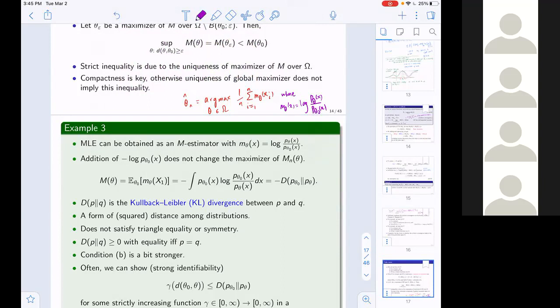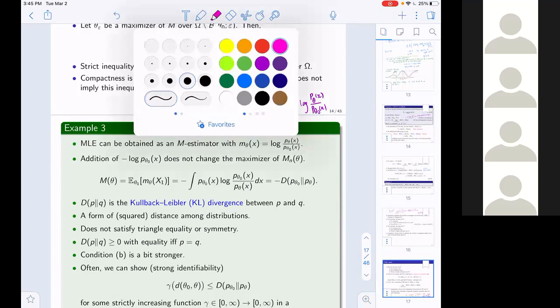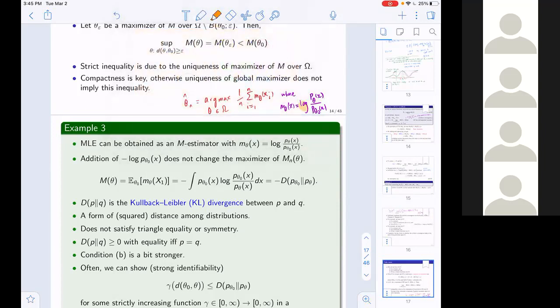But the claim is that nevertheless, the solution would still be the MLE. Okay? Anyone want to argue why that is true? Although I don't know theta naught here, what I'm saying is that even if I take m theta of x to be this, the solution is not different. So the argmax is not different from the case where I just take this to be the log of p theta of x, which would be the MLE.